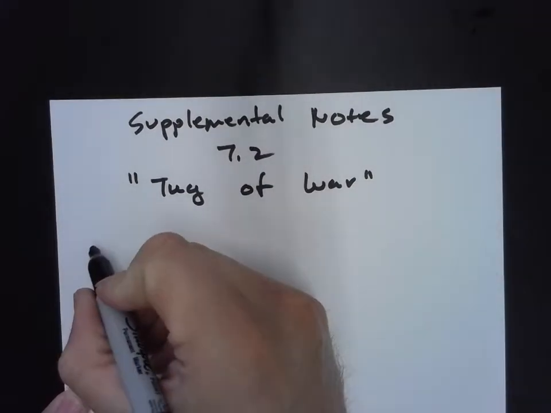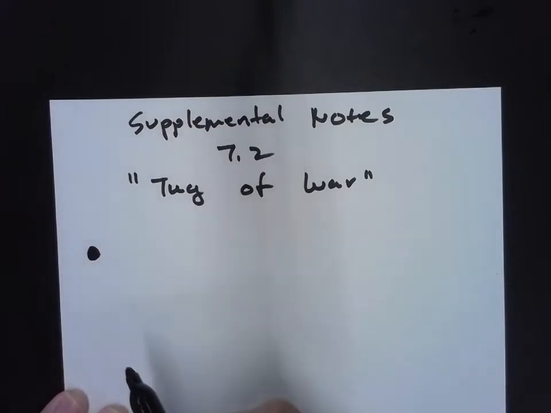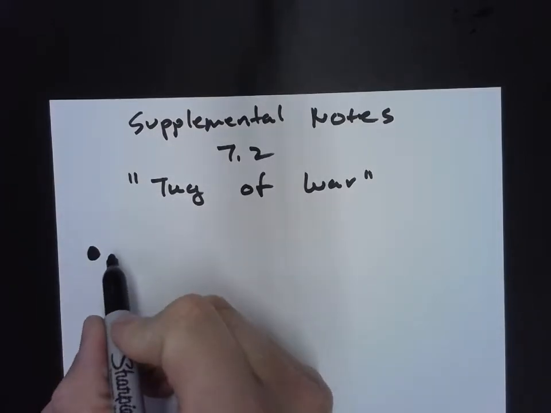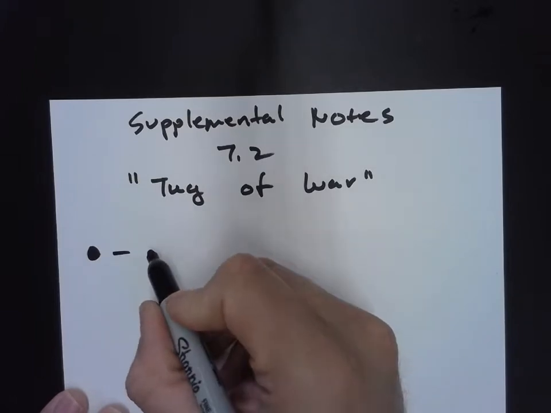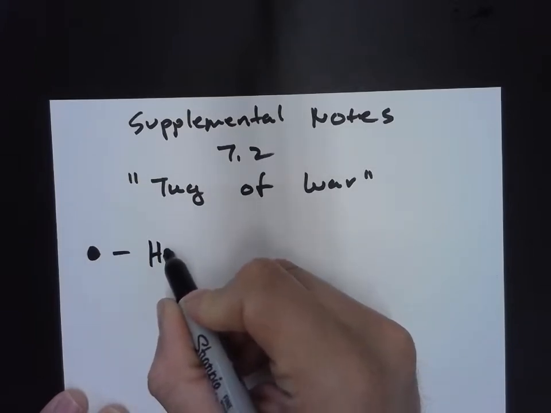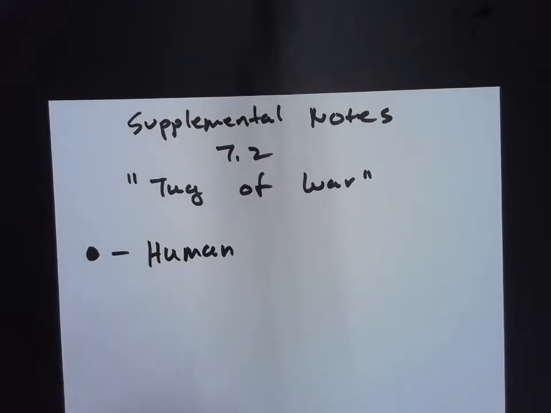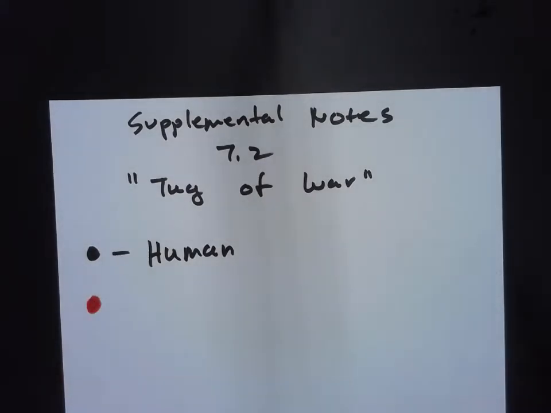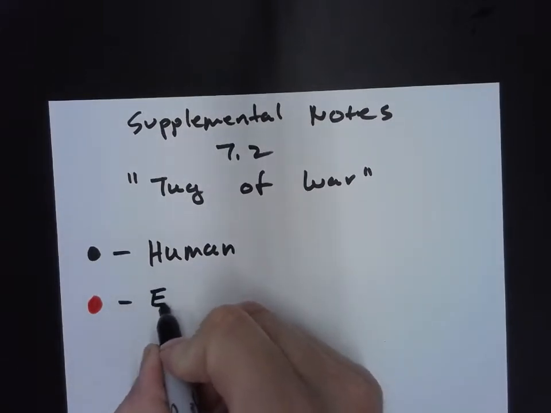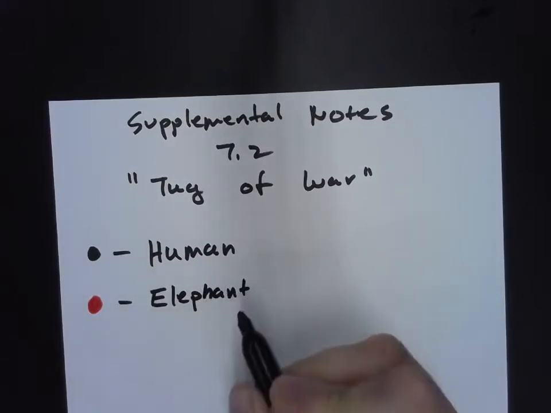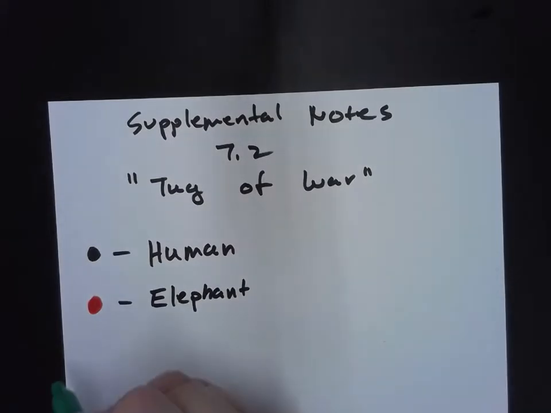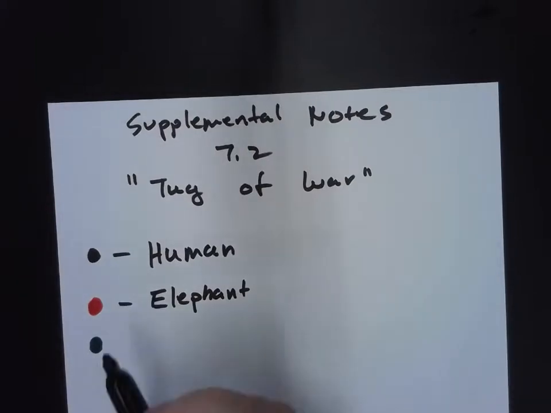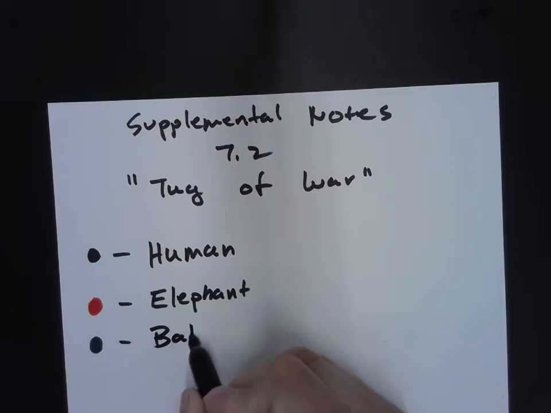Okay, so the first is going to be, we're going to need some colored markers, if you have them, or pencils. And the first one's going to be human. That black dot represents a human. Then we're also going to include in our tug of war a red dot, and that red dot represents an elephant. And we're also going to have a green dot. And the green dot represents a baby elephant.